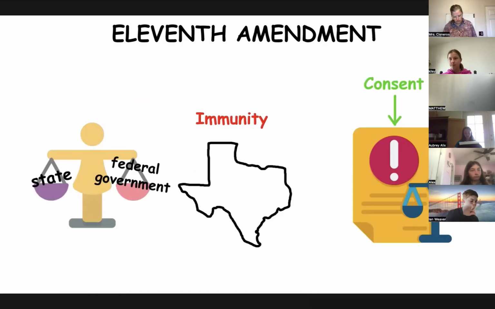12th Amendment modifies the procedure for electing the president and vice president, ensuring they are elected on separate ballots. This change was made to prevent confusion, promoting a clearer and more effective presidential election process.